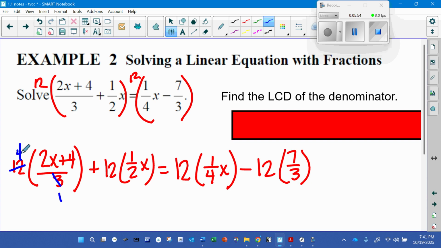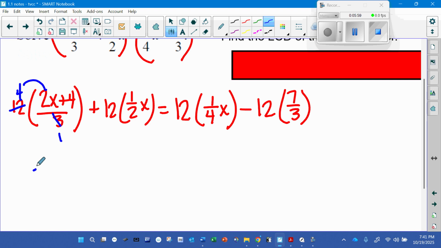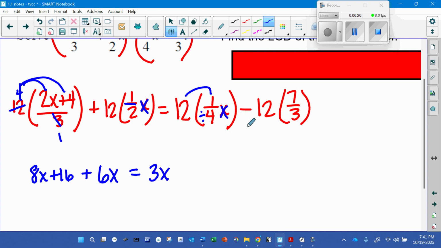Instead of the 12, we're going to distribute the 4. So now we got 4 times 2x, let me scroll this up, is 8x, and 4 times 4 is 16, plus 12 times 1 is 12, 12 divided by 2 is 6, and we have the x still. 12 times 1 is 12, 12 divided by 4 is 3, you still have your x, and now we've got 3 will go into itself once, 3 will go into 12 4 times. 4 times 8, 4 times 7 is 28, and that is going to be a minus 28.